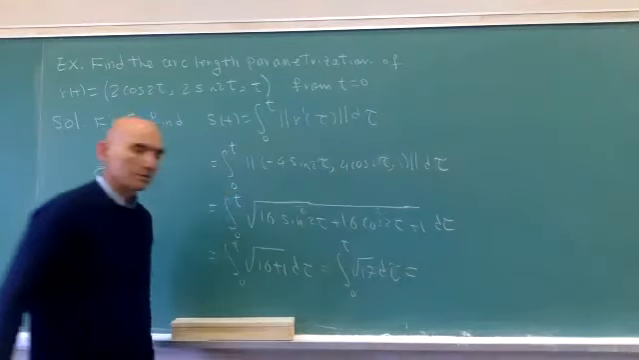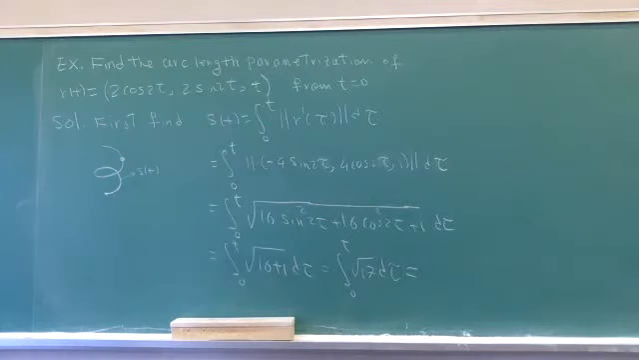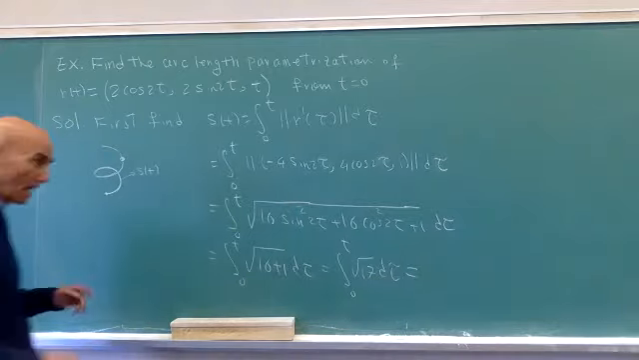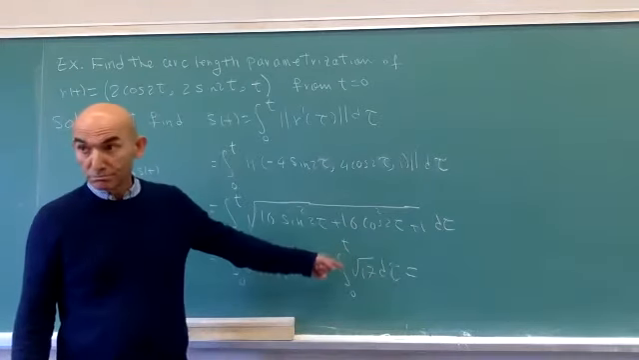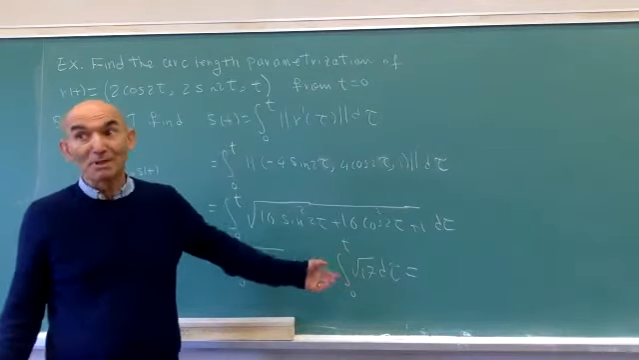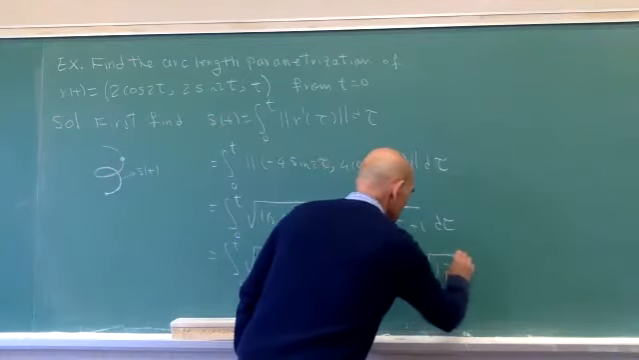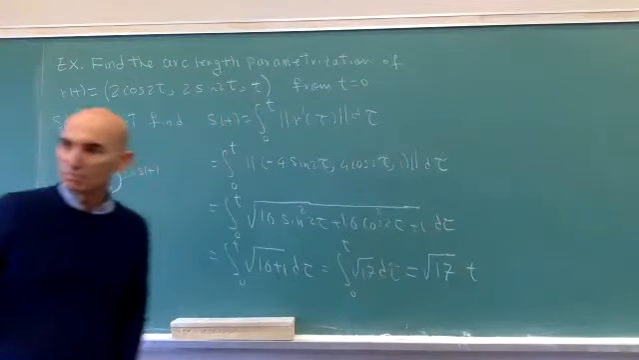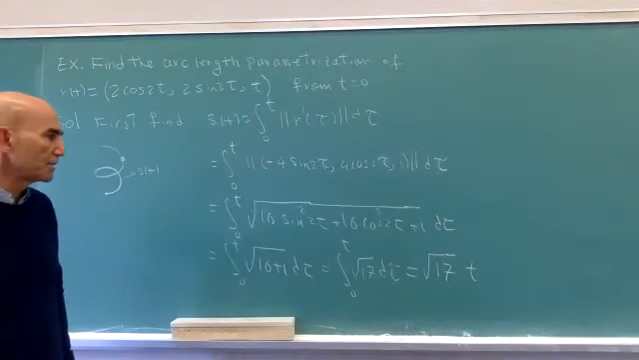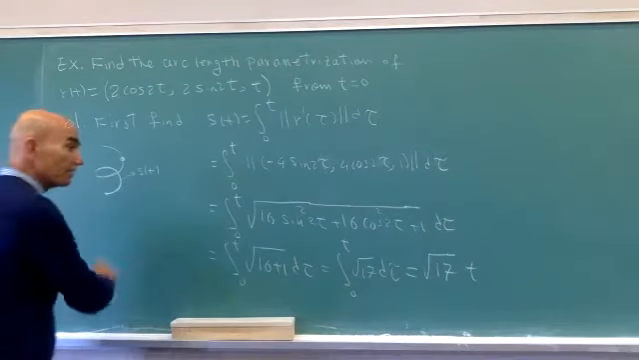So what is the result? What's the result of this integral? Root 17 t plus C. Okay, this is a definite integral, right? So there can't be any constant. It's just what you said. Exactly, root 17 t. Just make sure that we understand this is a definite integral. Okay, so this is s of t.